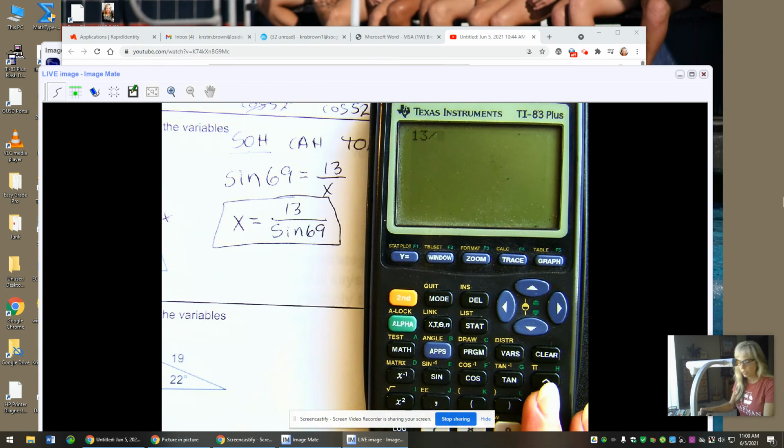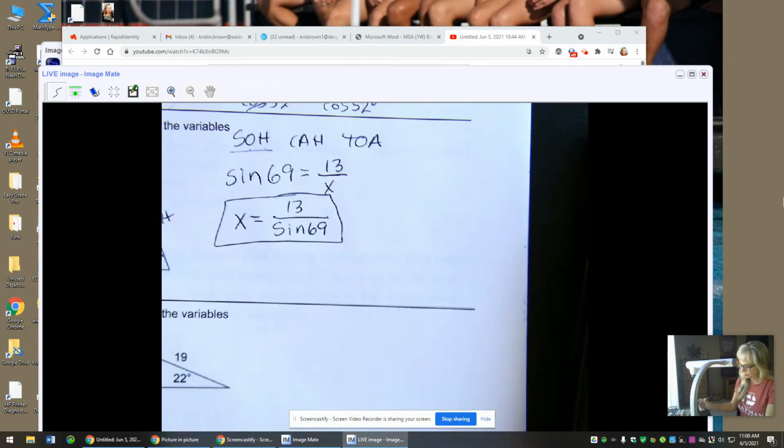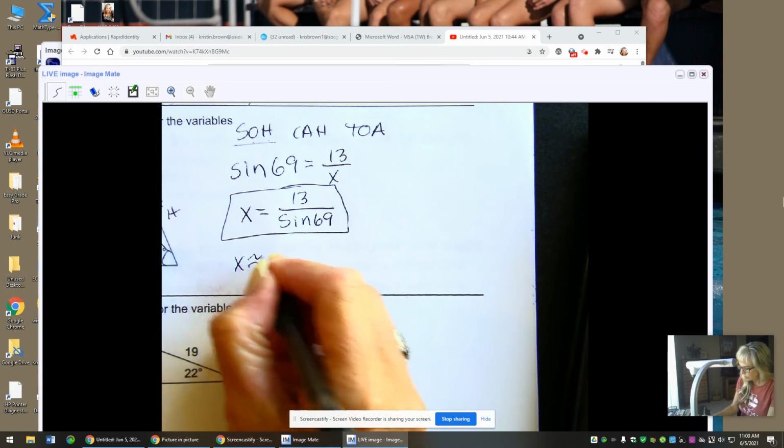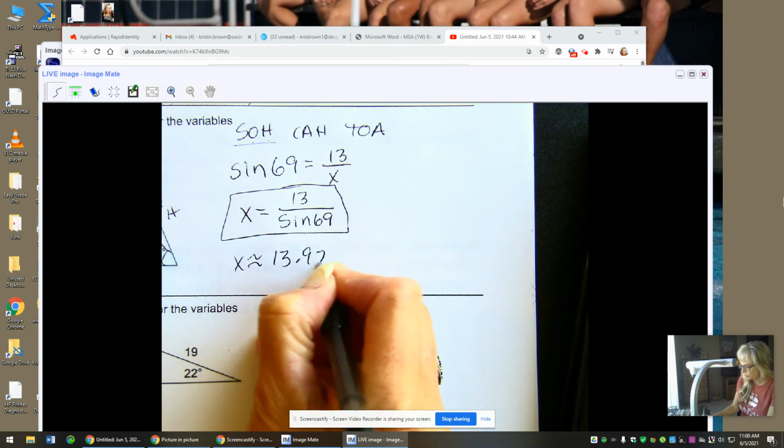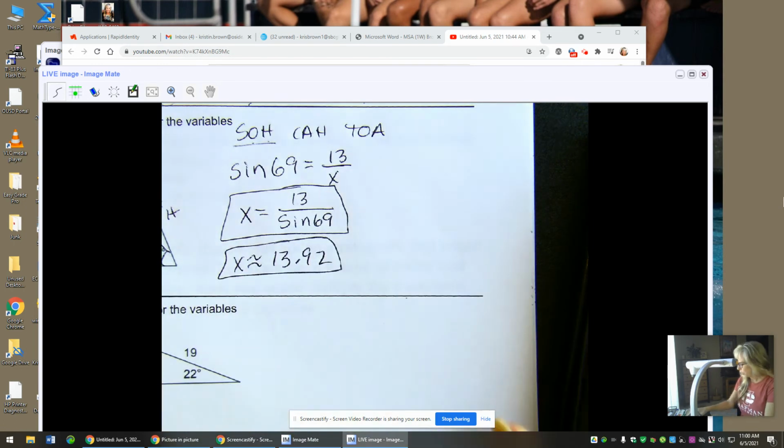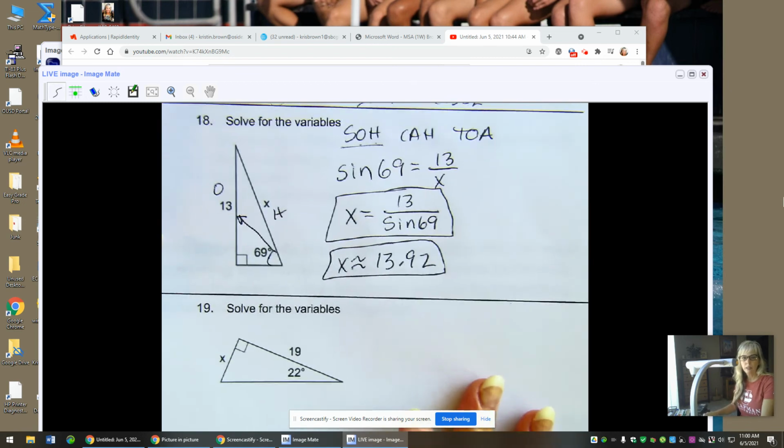13 divided by sine of 69 is about 13.92. X is about 13.92. Two more. We got this.